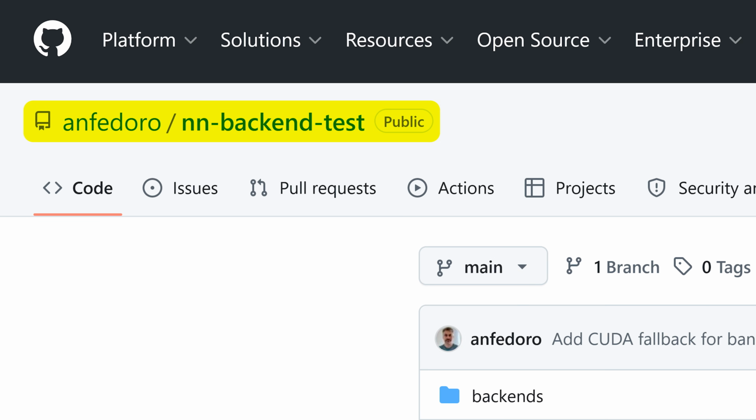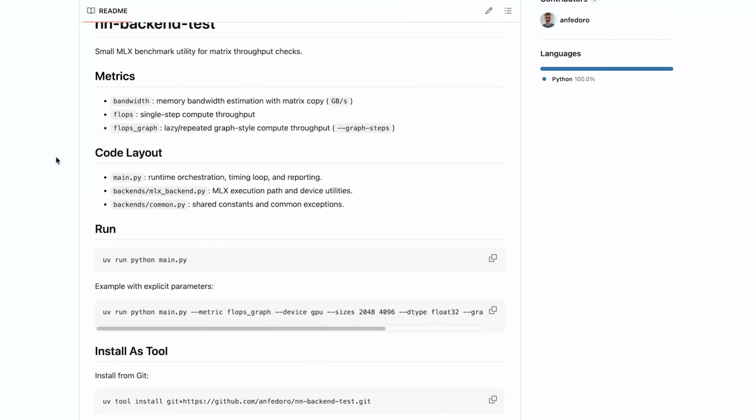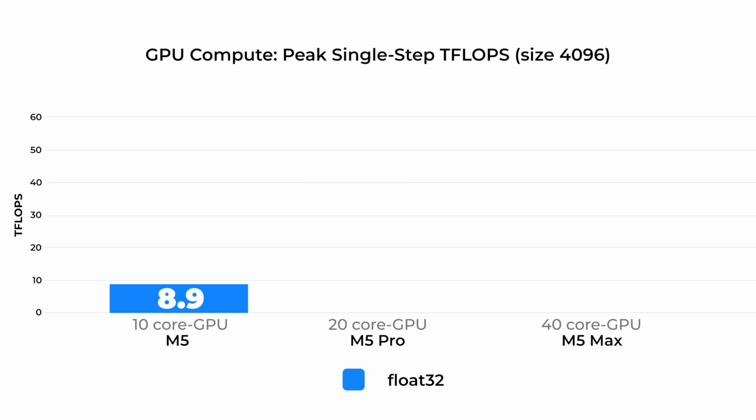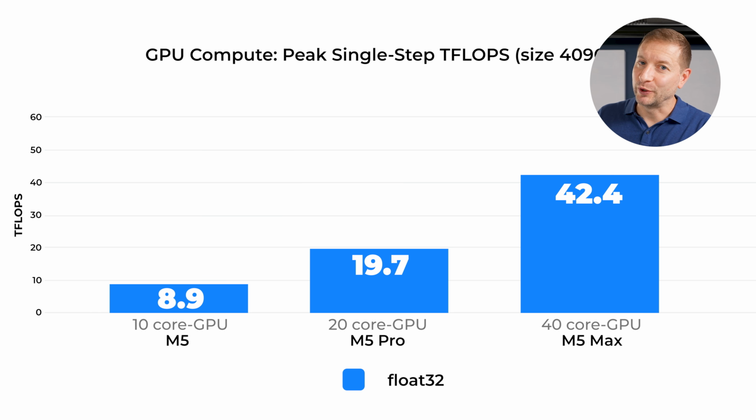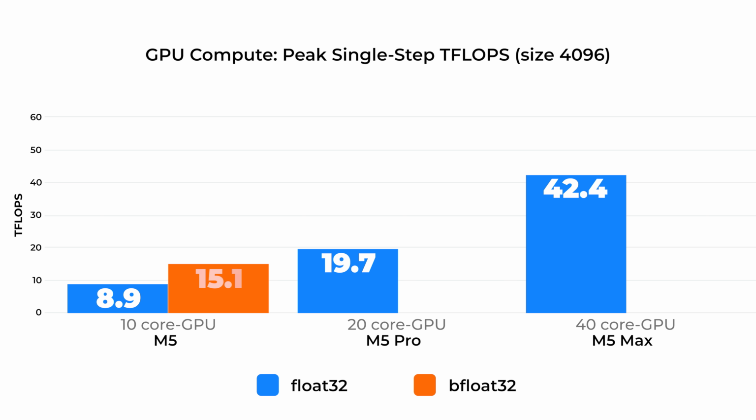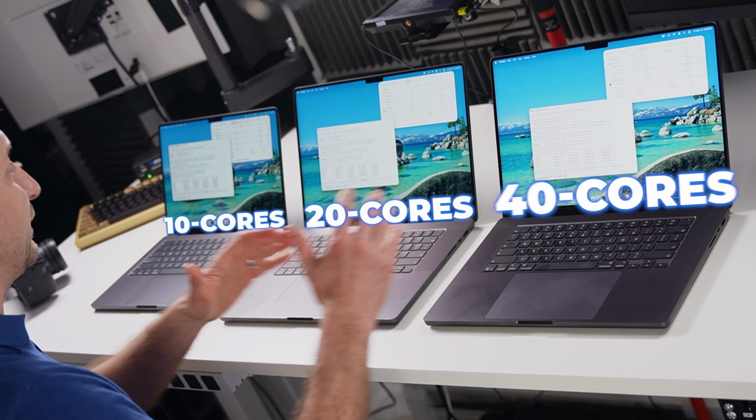This is the same MLX framework that runs local AI models doing matrix multiplications on the GPU. M5 got 8.9 teraflops, M5 Pro 19.7, and M5 Max 42.4. At bfloat 16, 15, 30, and 57 teraflops. That's almost perfect scaling with GPU core counts 10, 20, and 40. Yes, the GPU core counts. We haven't talked about that yet. This is where they come out to play.